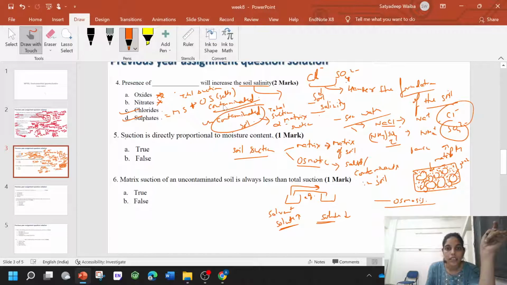On the other hand, in a soil where contaminants or salts are present, the total suction or total pressure applied to the system or geomaterial is equal to matrix suction plus osmotic suction. Okay, so the answer for 6: matrix suction of an uncontaminated soil is always less than total suction.